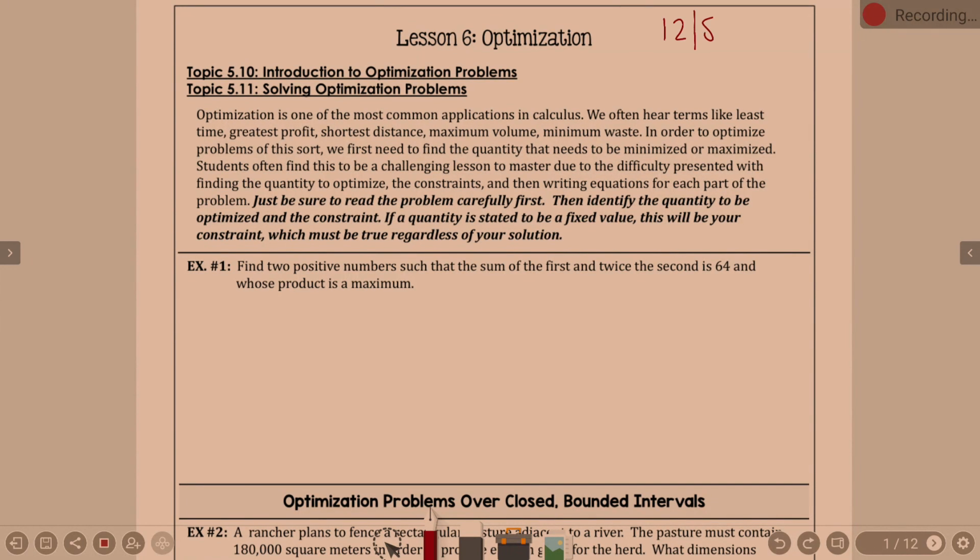Quick information on optimization before we continue on Monday, I guess.